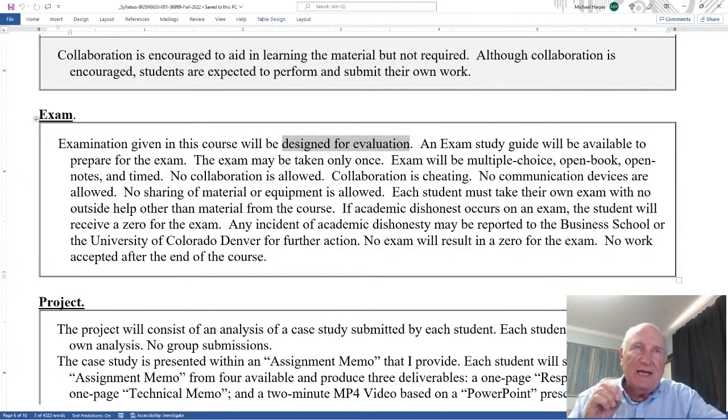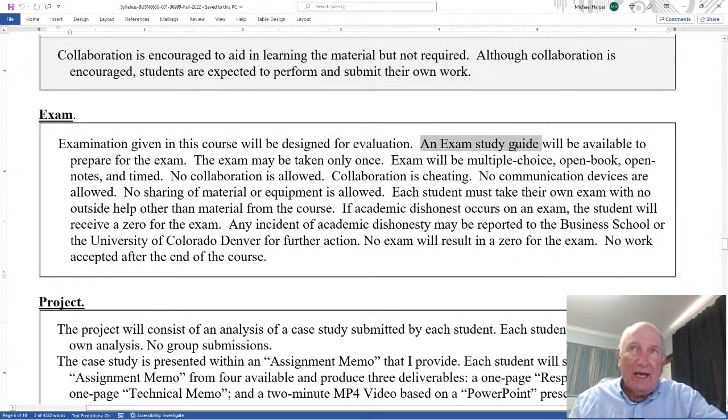The exams are not designed for learning specifically. They're designed for evaluation of what you know. I'm not trying to teach you things you don't know. I want to evaluate what you do know. So I will try very hard to ask you things you should know. But notice what I say.